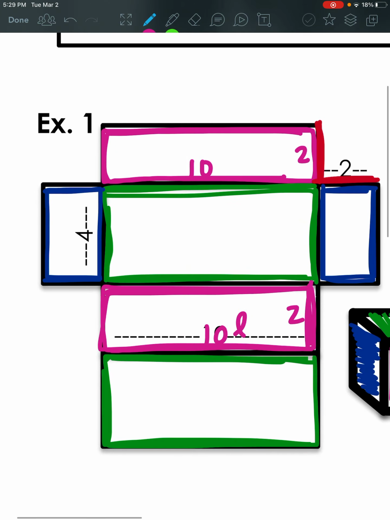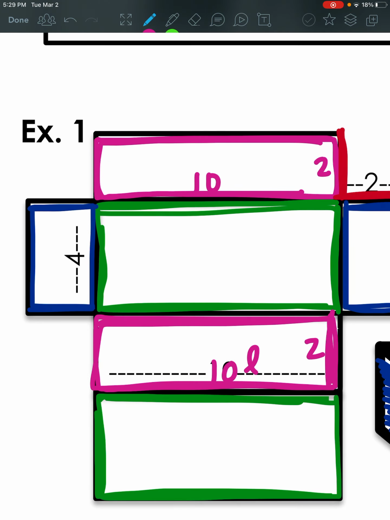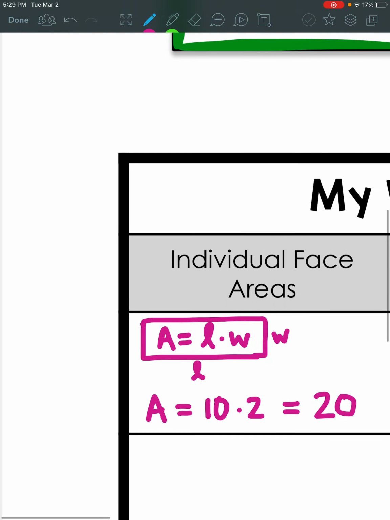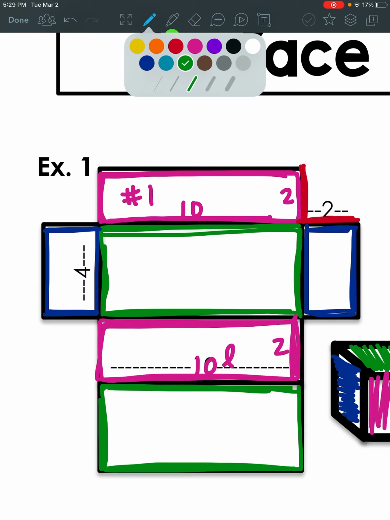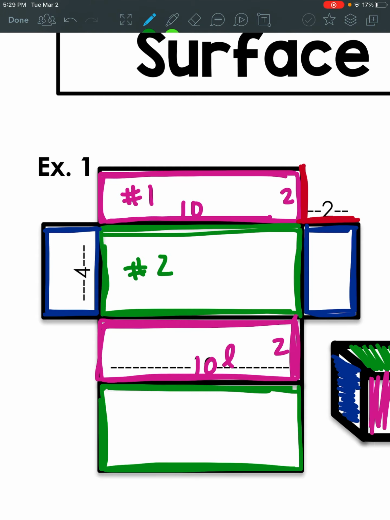So there's our pink rectangle. I'm starting at the very top here, and maybe it would help to number these. So that's our first rectangle, and that's our first rectangle there. Okay, now next one I'm going to go straight below, so I'm going to go to this green one.